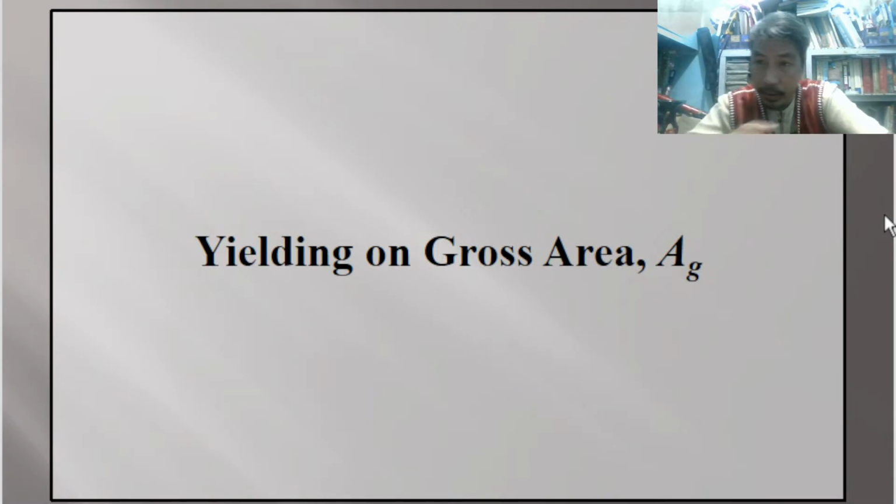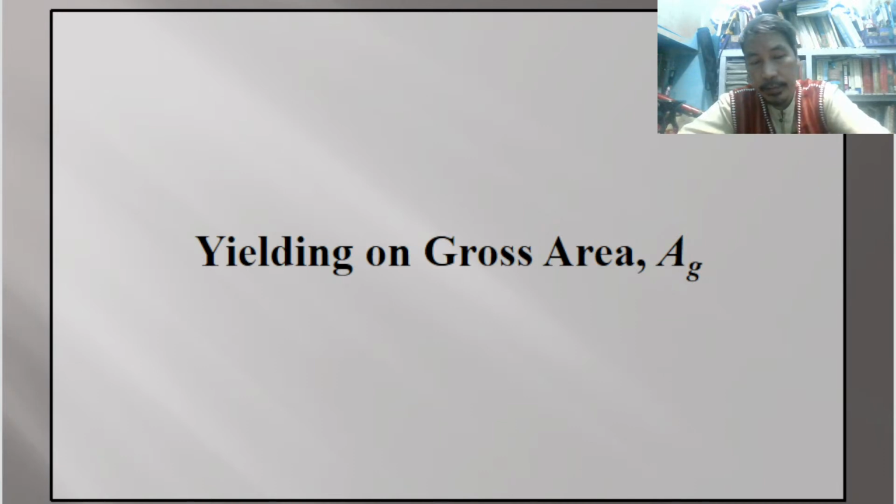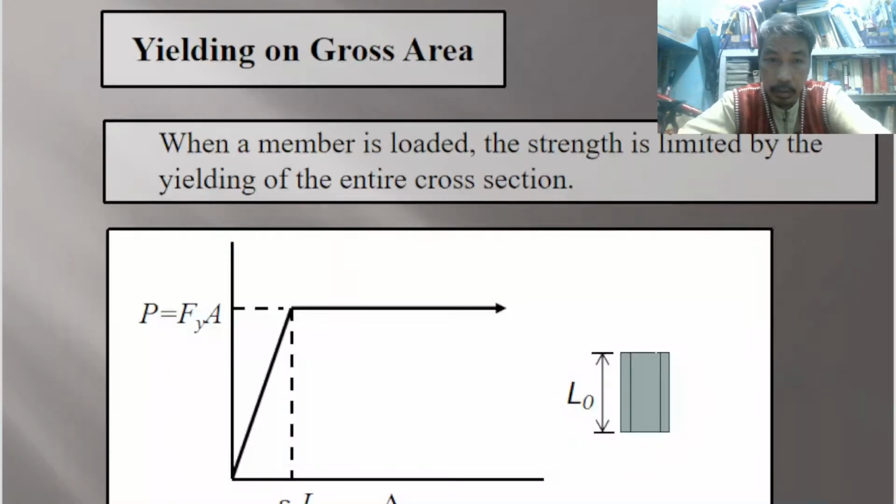So let us first. There are 4 limit states with respect to strength. Okay, we are specifically talking about tensile failure mode. Number 1, yield, and that is yield on gross area. Okay, recall yield on gross area. So this is the simplest one to talk about.